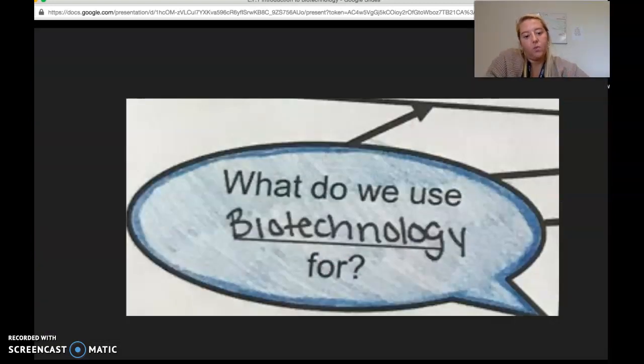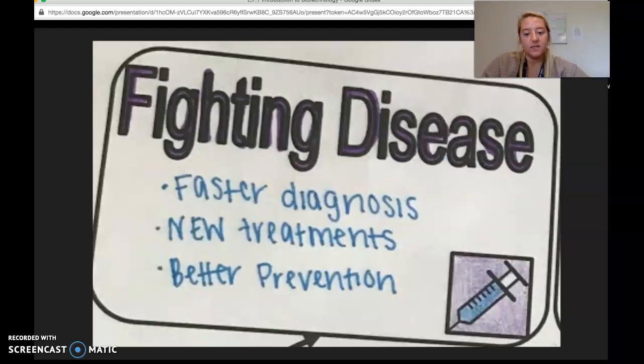So what do we use biotechnology for? There's 3 or 4, I can't remember exactly off the top of my head, fields or branches we have defined here. The first one is to fight diseases, or in a medical sense. We're using biotechnology to get faster diagnoses of diseases and infections. We are creating and testing and then eventually using new treatments. Biotechnology can help us develop that.